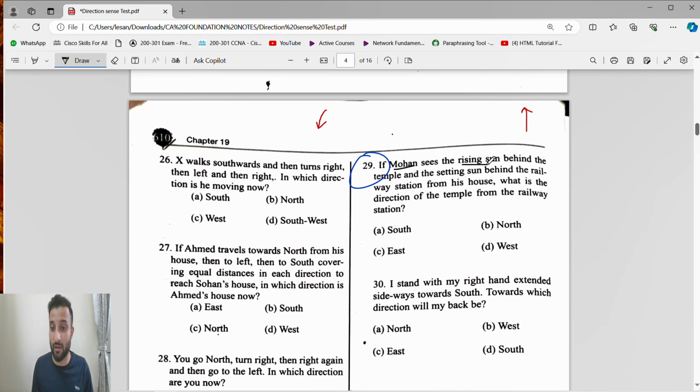ओके, तो अभी क्या बोल रहा है, if Mohan sees the rising sun here, तो राइजिंग सन मतलब सन किधर होता है, ईस्ट, तो Mohan sees the rising sun, यहाँ पास मोहन है हमारा। मोहन सीज द राइजिंग सन बिहाइंड द टेम्पल, मतलब बाबू साहब यहाँ पास टेम्पल है, जाइए सुबह सुबह घंटी बजा के आइए टेम्पल में। लो घंटी बजा दिए। तो what is saying, Mohan sees the rising sun behind the temple.